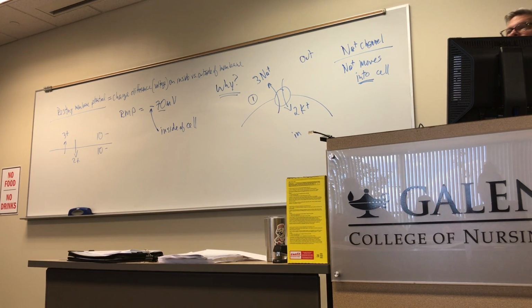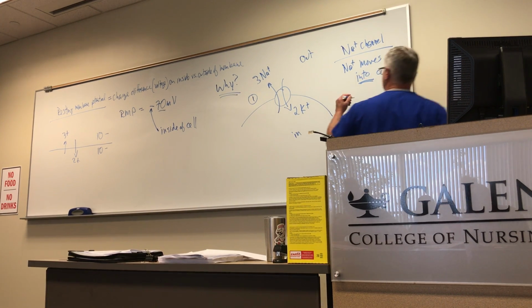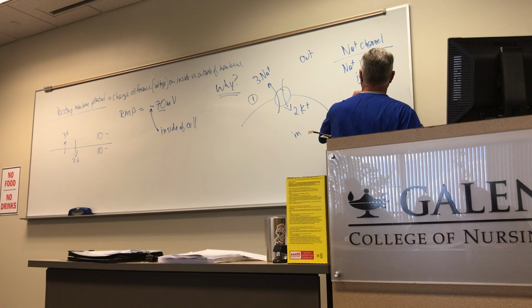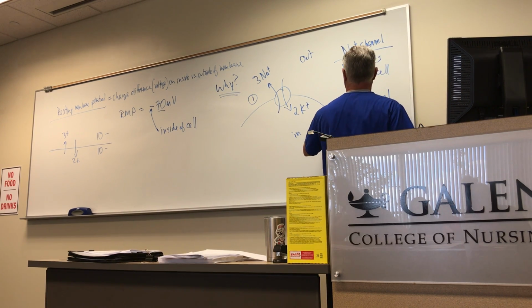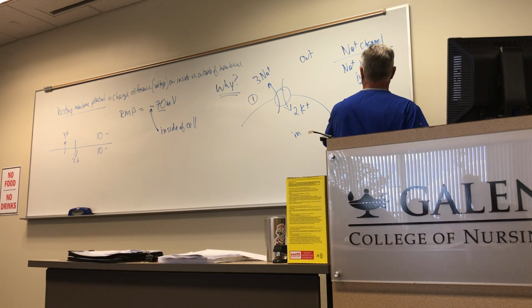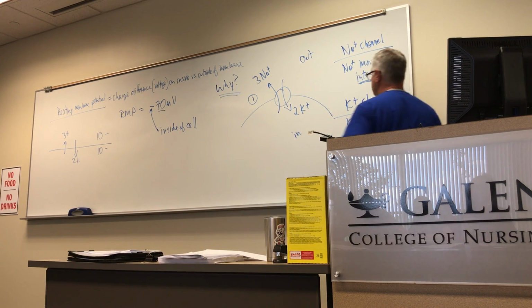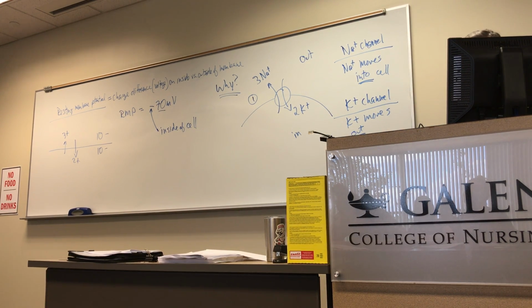What happens if you open a potassium channel? Potassium concentration is always, always greater on the inside of the cell. So potassium will always go out. So if we open a potassium channel, potassium moves out all the time. And knowing this right here, this is everything that we're going to do to manipulate this and get our action potential. Okay, so you have to know this.